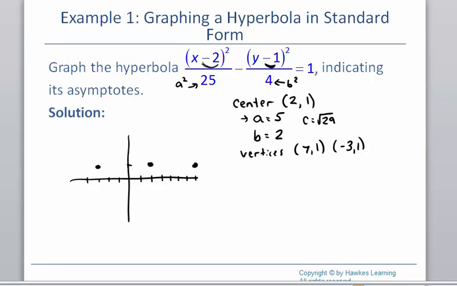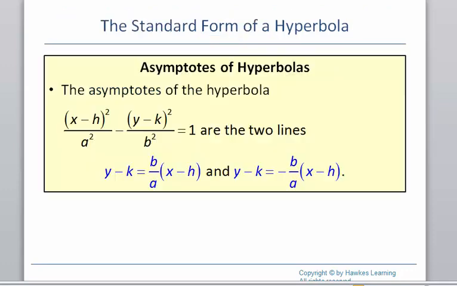Now, the next thing that I'm going to do is think about finding the equation for the asymptotes. Remember again that the formulas we use for the asymptotes depend on whether your hyperbola is open to the left and right or up and down, which is determined by which variable comes first. For us, remember the x is coming first, and so our equations will look like these two equations.